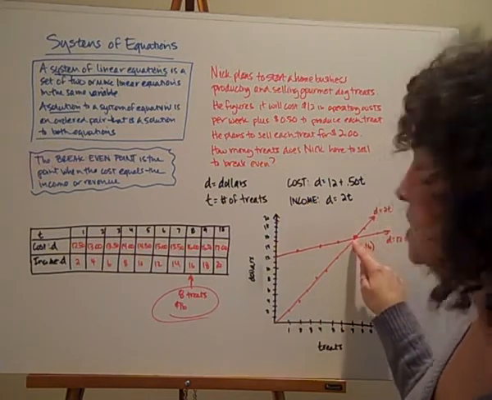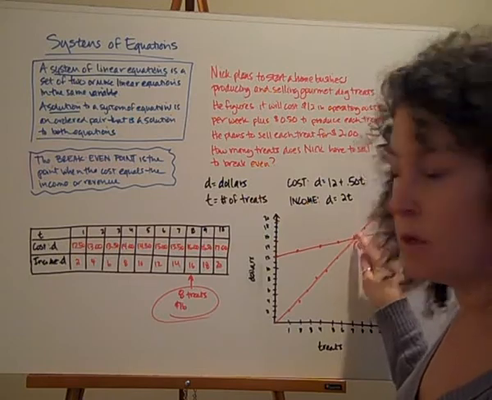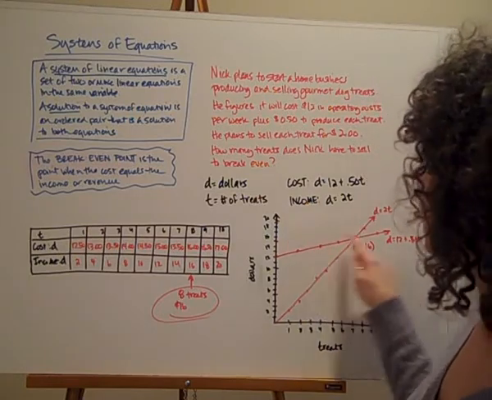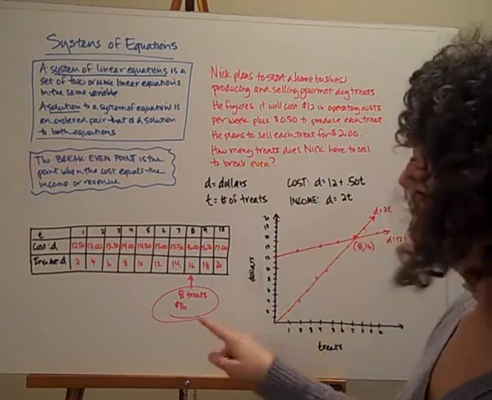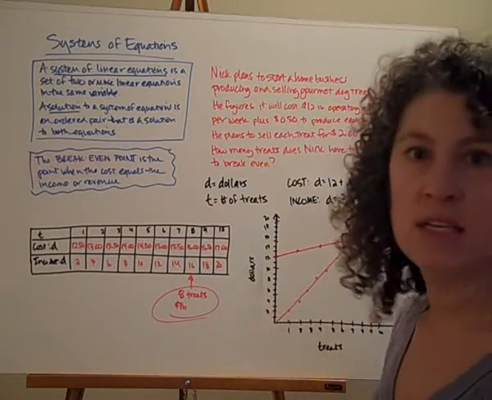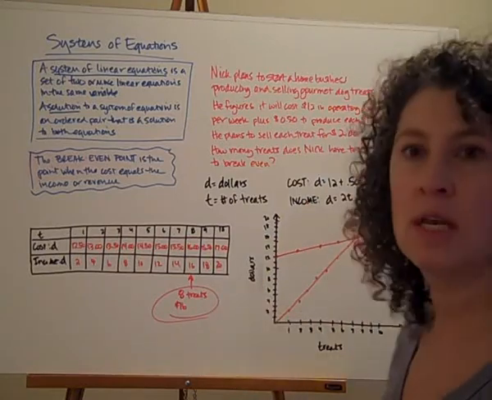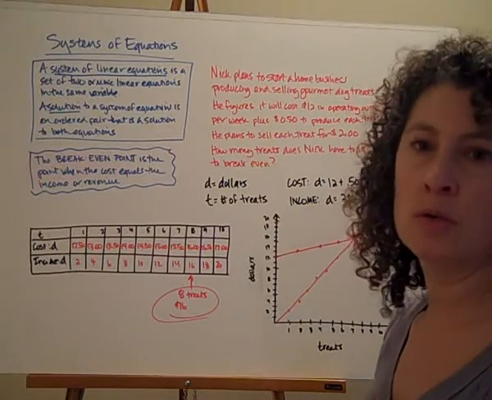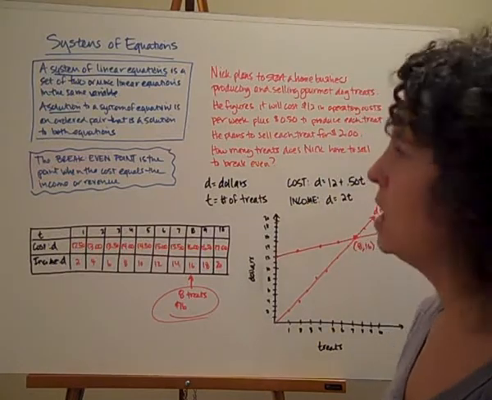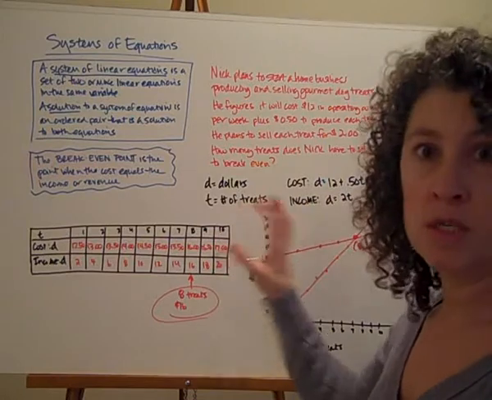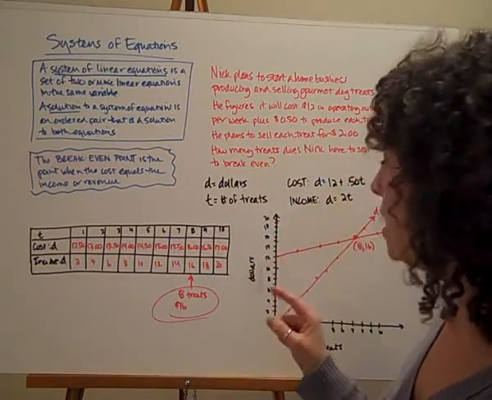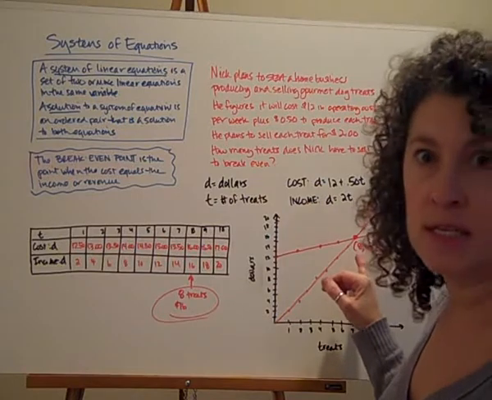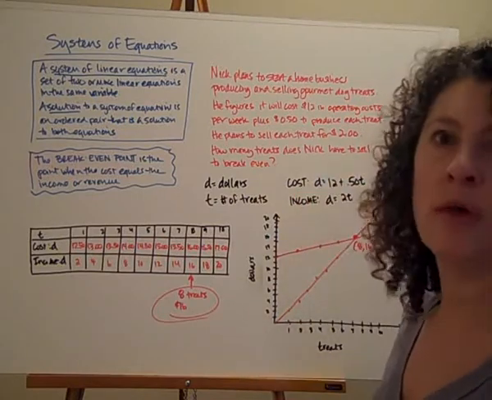And where it intersects, right here where those 2 lines meet each other, is 8, 16. Again, this goes back to an input of 8 treats giving me a cost of $16. If he makes 8 treats, it's going to cost him $16, but he's also going to get an income of $16. So systems of equations, this is what we're looking at: taking 2 equations and finding one ordered pair, in this case 8, 16, that makes both of them true at the same time.